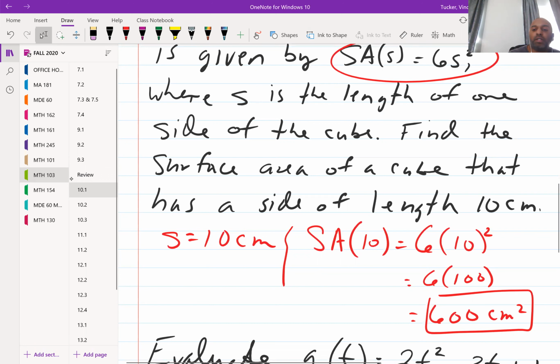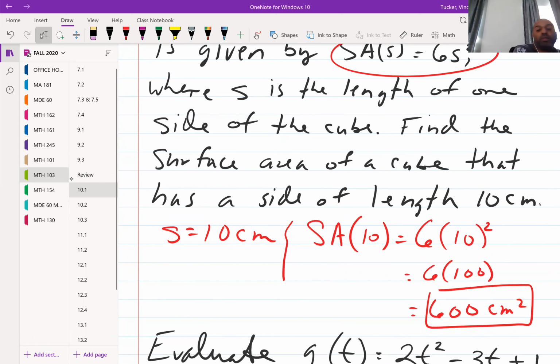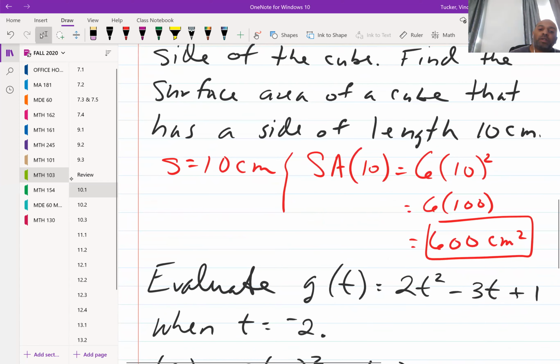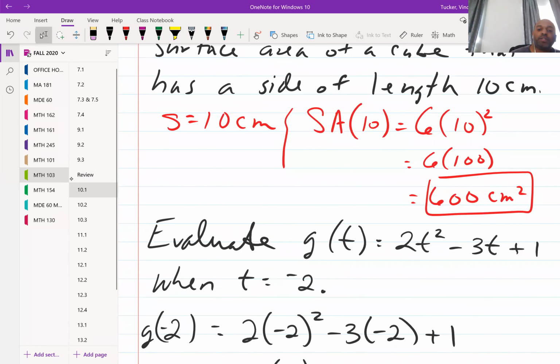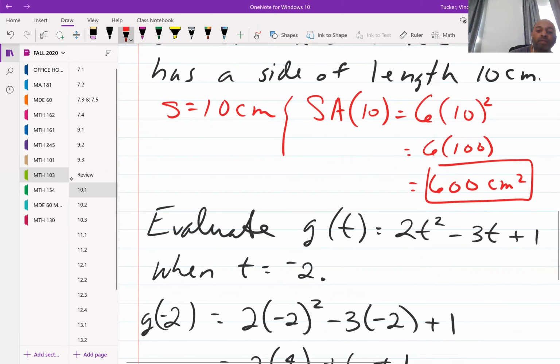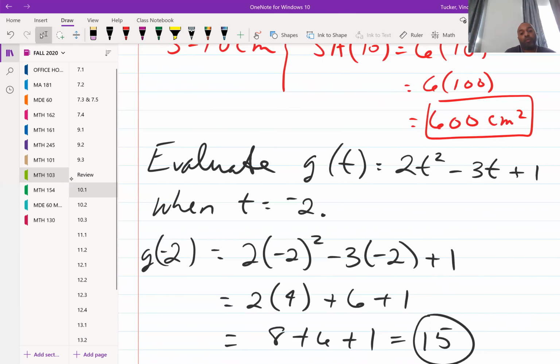All right. Anybody hold on to that before we look at the last one? All right. So the last one, you just evaluate. They give us this function, g of t, which is 2t squared minus 3t plus 1. They want us to evaluate it when t is equal to -2. Once again, all that means is that we're going to plug in the value that they give us for the variable in our function. So you plug in -2 for t. That's 2 times -2 squared minus 3 times -2 plus 1.